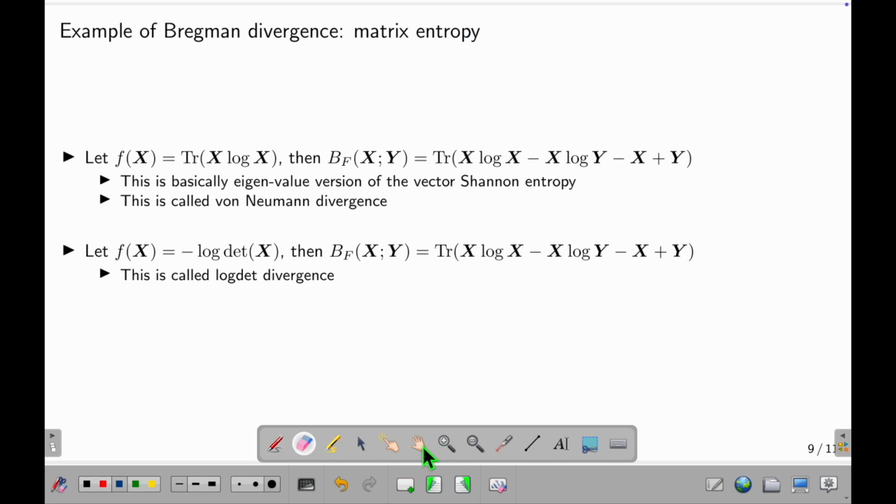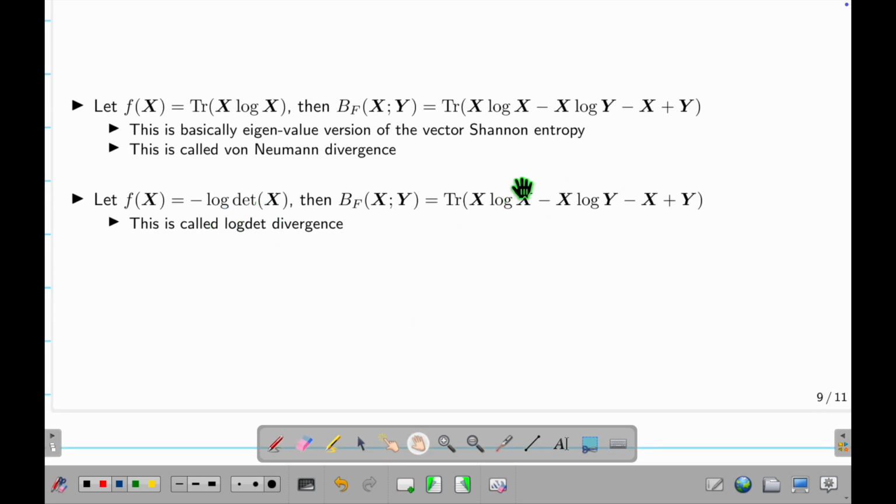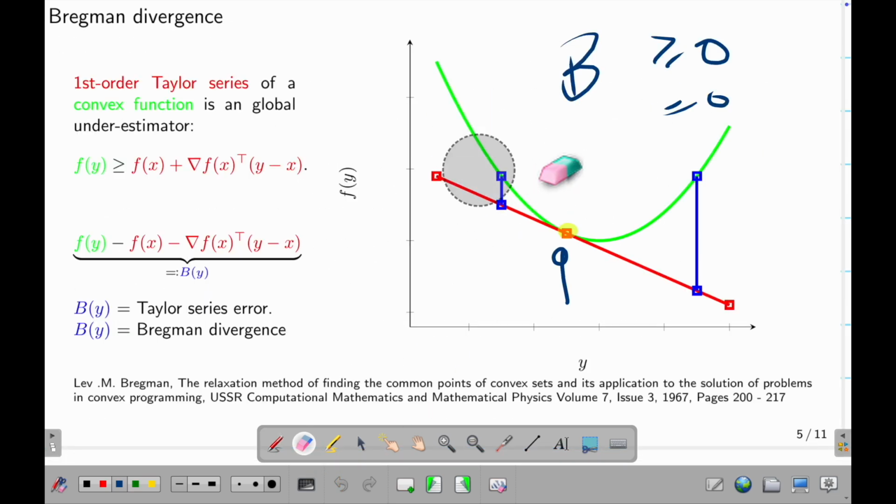Okay, then what's next? If I have this funny thing, I get something like this. Okay, this is wrong. There should be a determinant. But anyway, you get something similar. So these are all examples of this. Then you will ask, why talk about this? What the heck? Here's the idea.